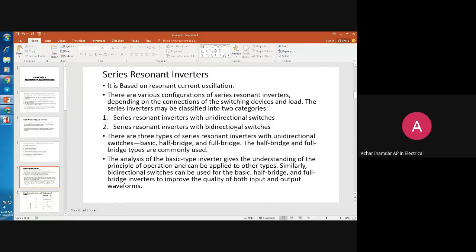So there are three types of series resonant inverter with unidirectional switches. First one is basic, second one is half bridge, and third one is full bridge. The half bridge and full bridge are very commonly used, very popular. This basic type is just for study purposes. It has some disadvantages, and it can be overcome by using different coupling devices. I will show you in the lecture.